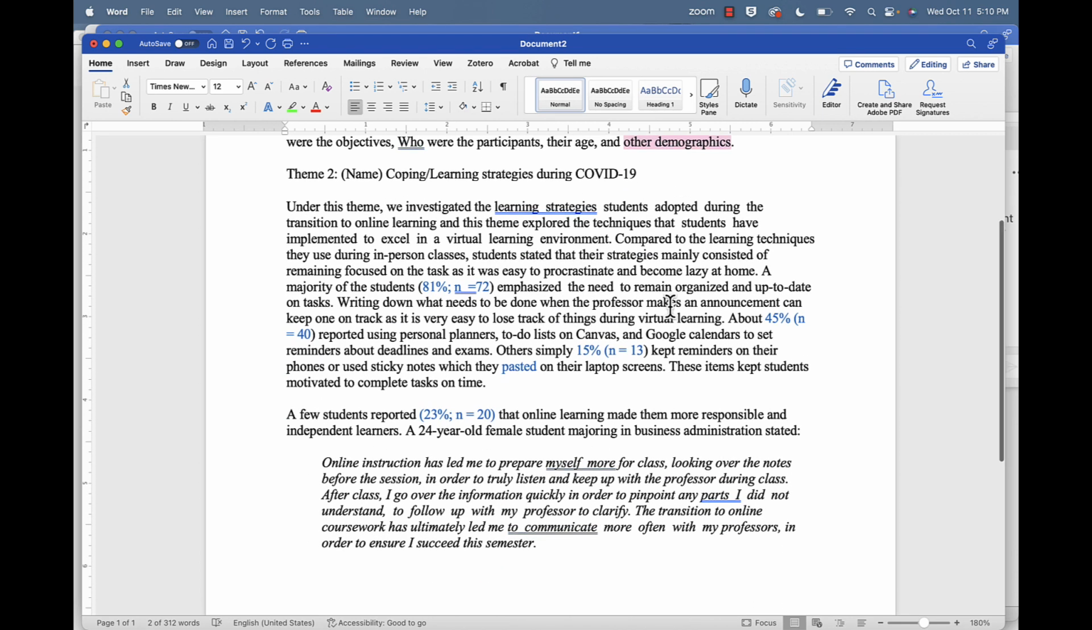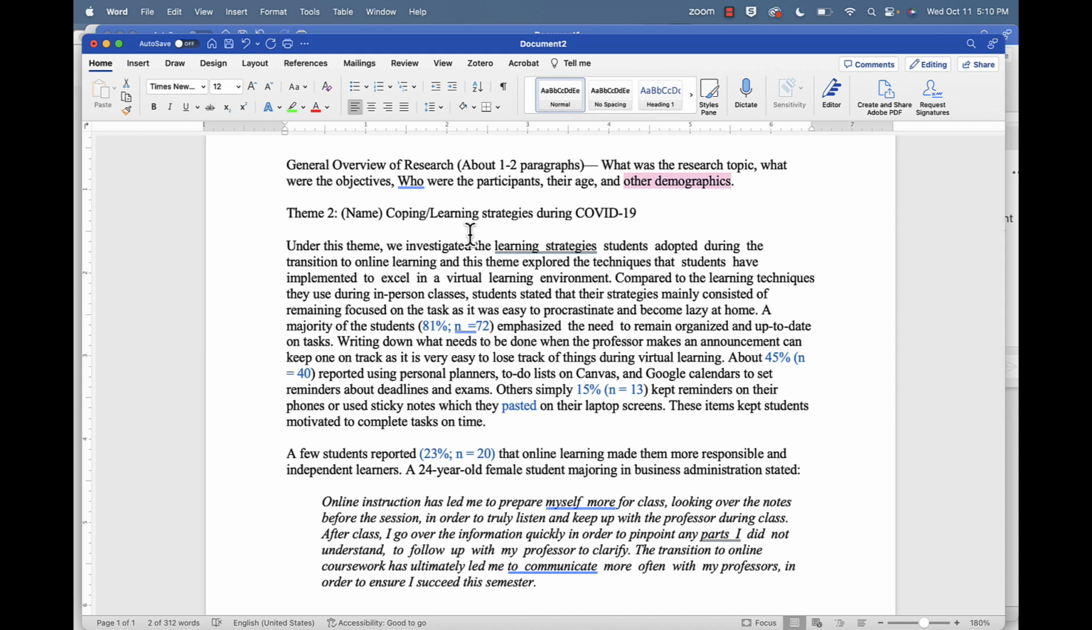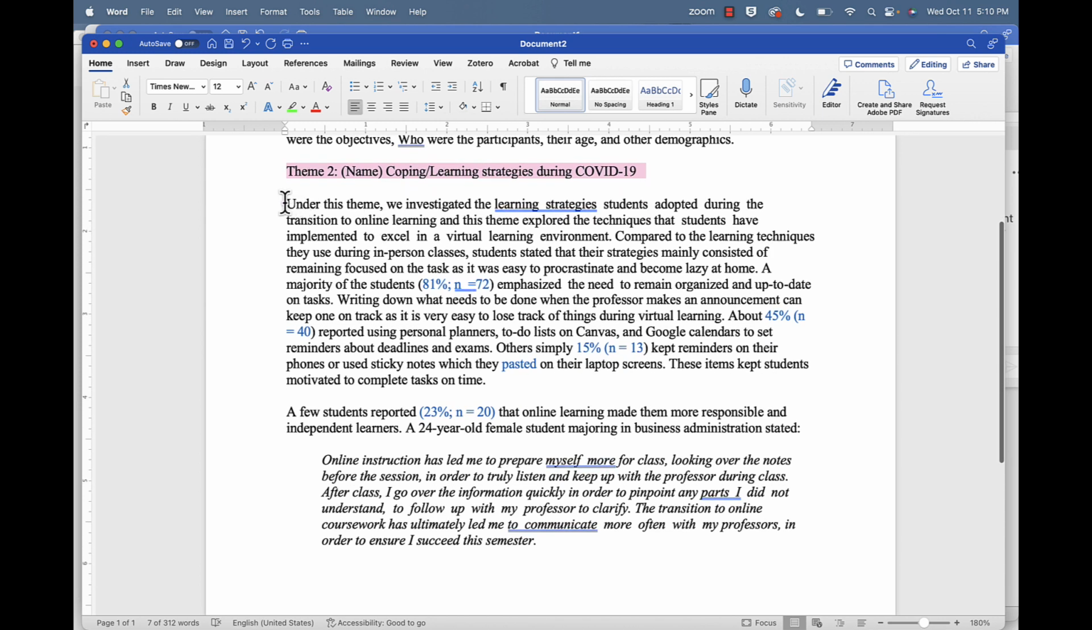The next step is to then explain your theme. In this case, I have taken my question number 3 and come up with a theme that we just looked at: coping or learning strategies that students used during COVID-19. And I explain here what we tried to understand or explain. We investigated learning strategies students adopted during their sudden transition to COVID-19, and how they use these strategies to excel in a learning environment.